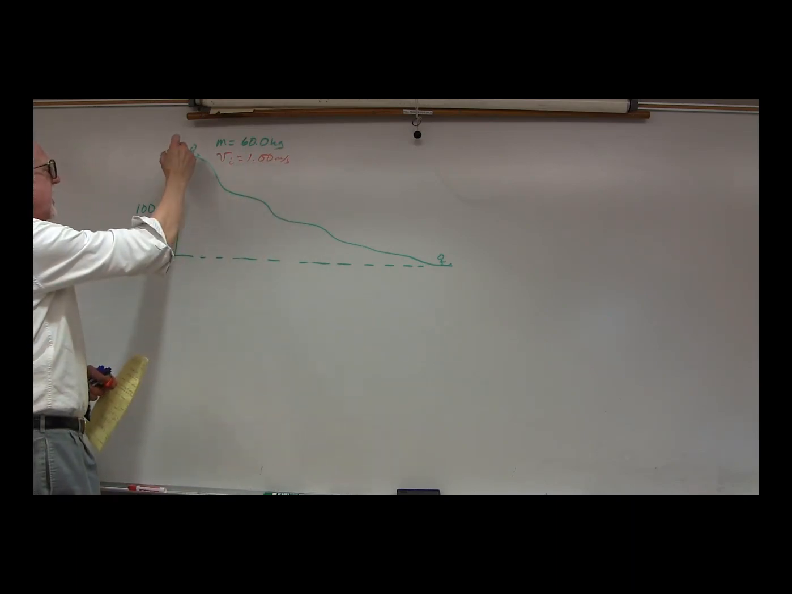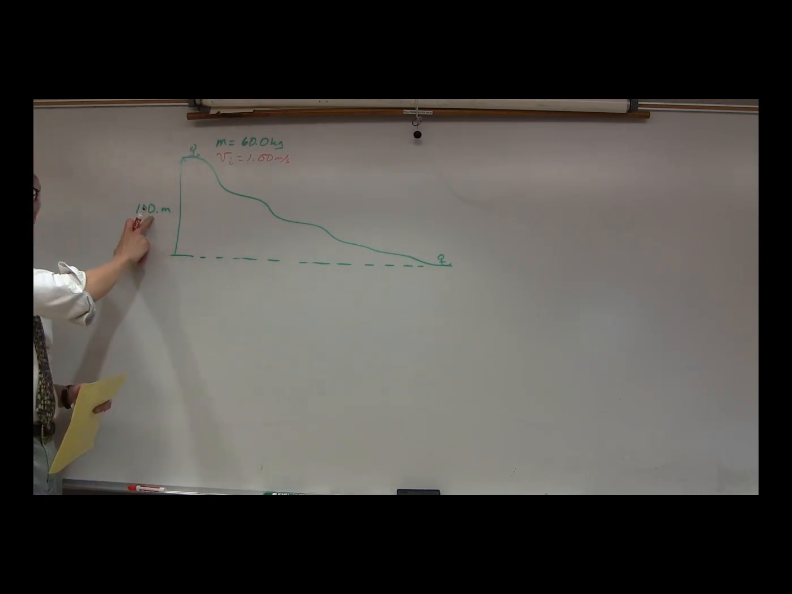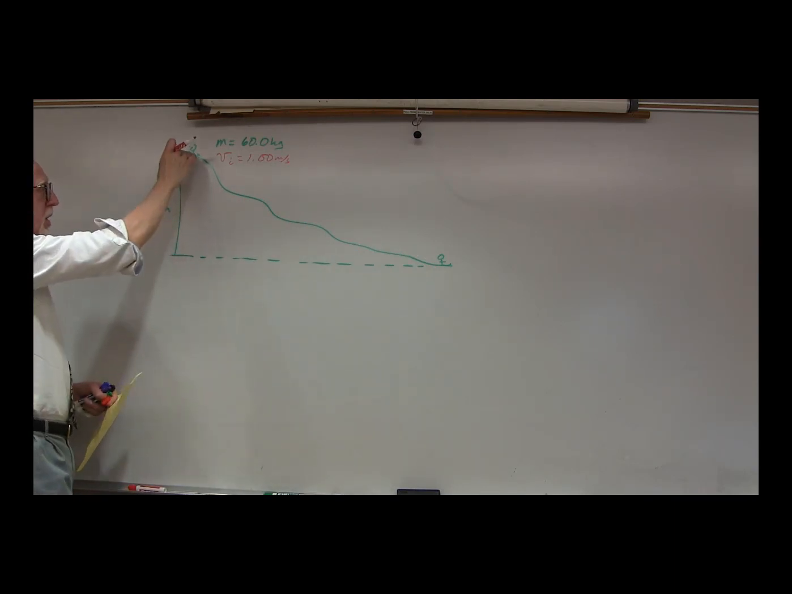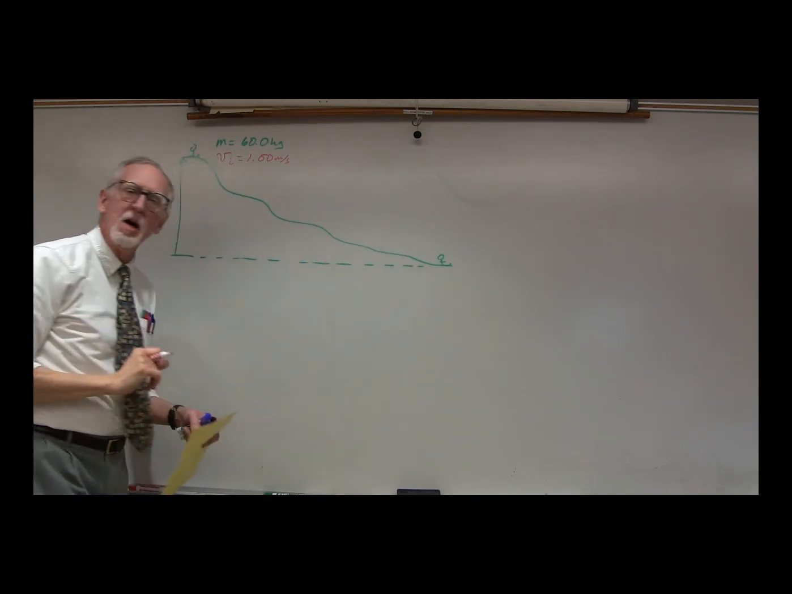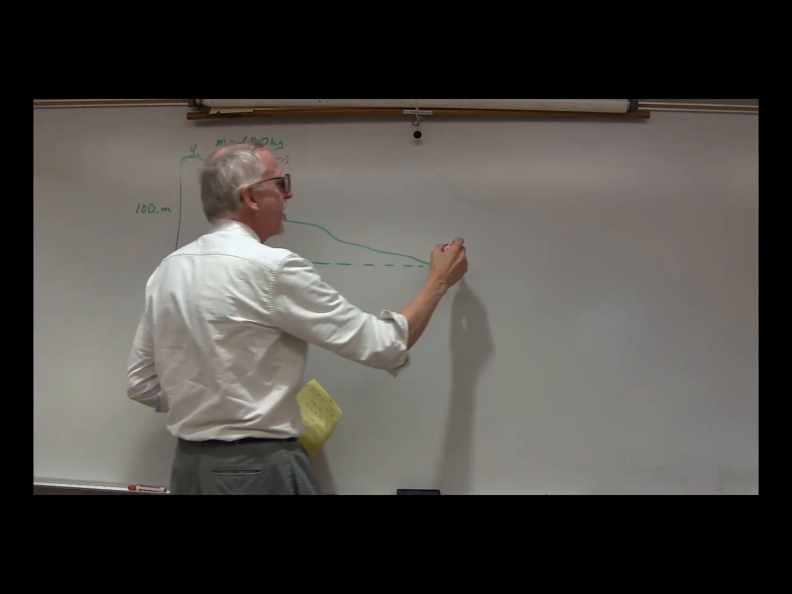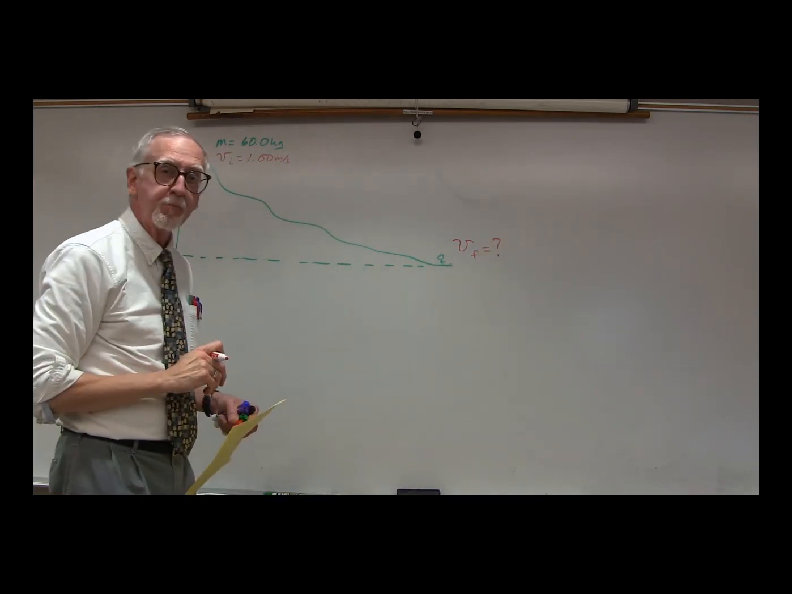And then she skis down the hill, a total drop of, let's say, 100 meters. So she's 100 meters higher up here than she is down here. Let's see if we can figure out what is her final speed at the bottom of the hill.